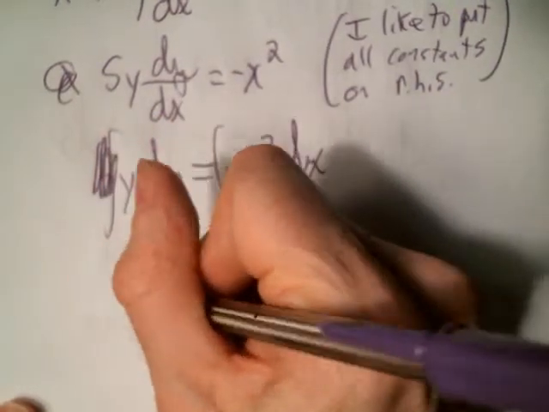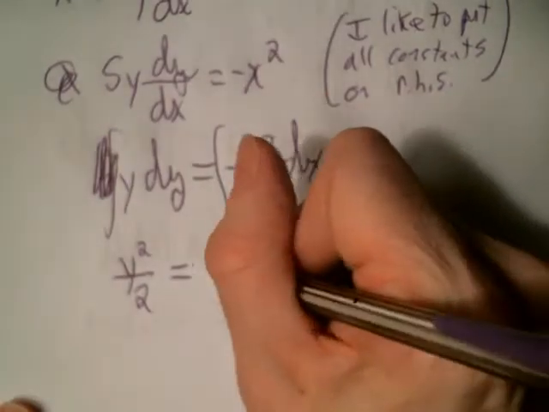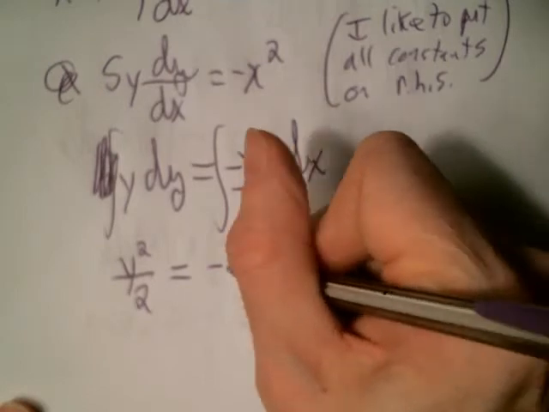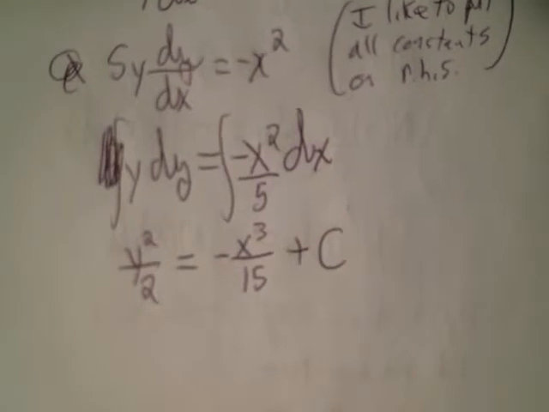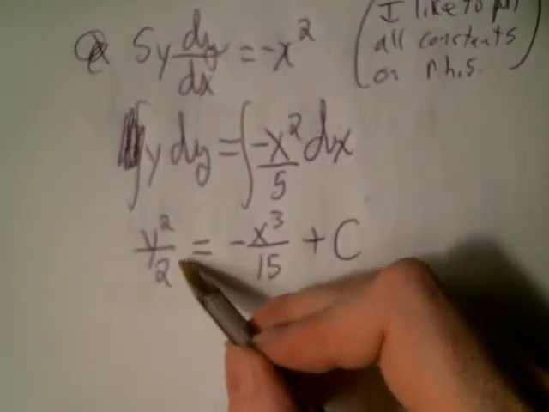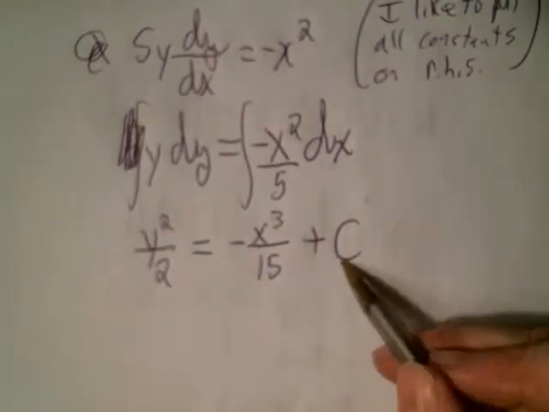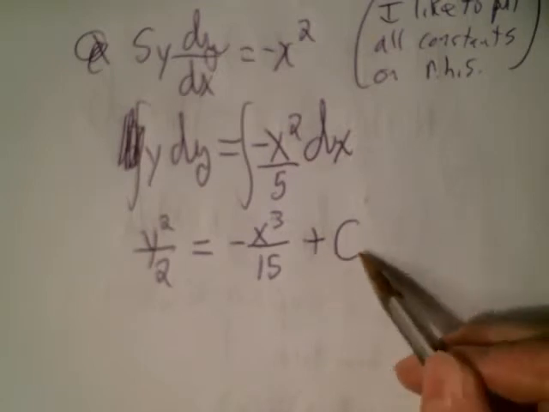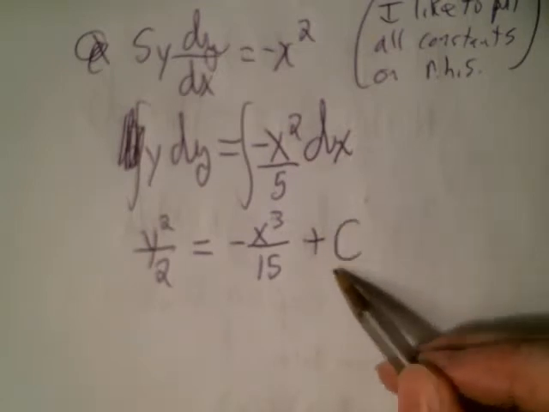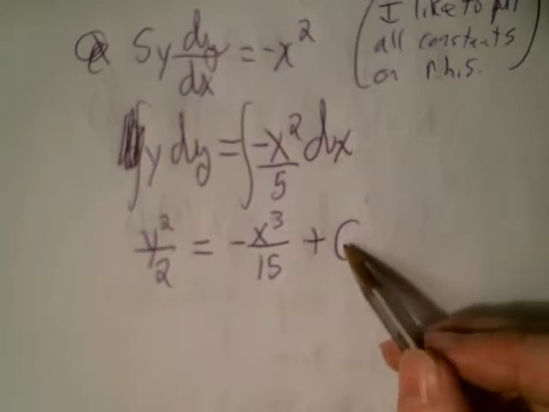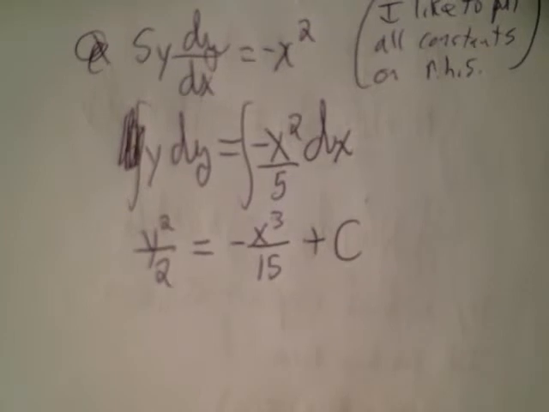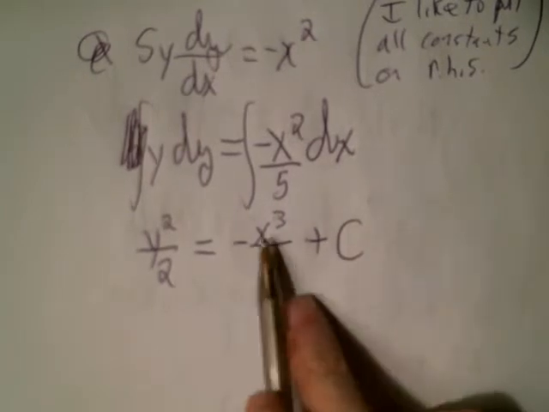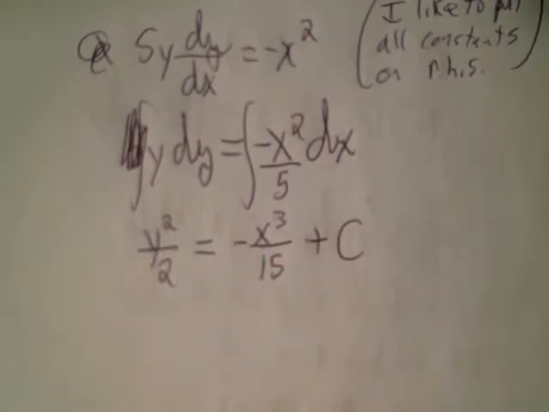Over here I got y squared over 2, and on the other side I'll have negative x cubed all over 15 plus some constant. Now technically there is a constant over here, but what's happening is I'm adding it over to here and it's getting combined into this thing. So it's some constant, which is the sum of the constant from this thing and the constant from this thing. But we don't need to record that because as soon as you know x and y, you automatically know what this constant is. Okay?